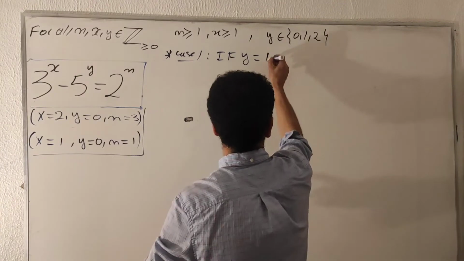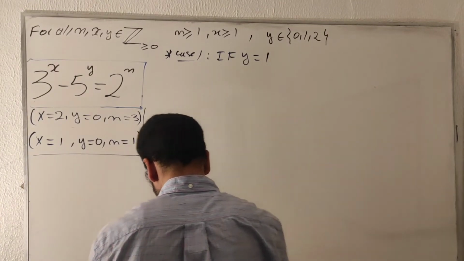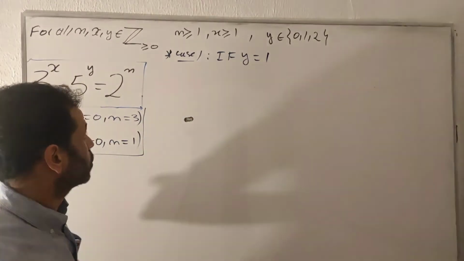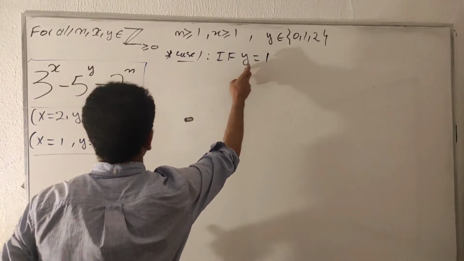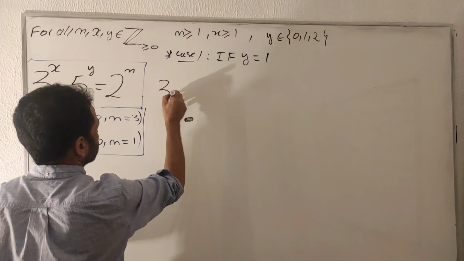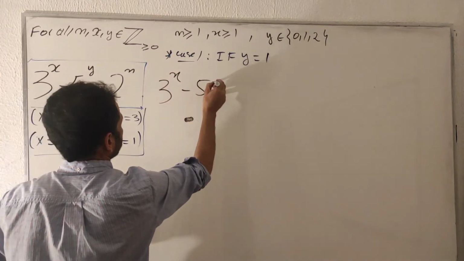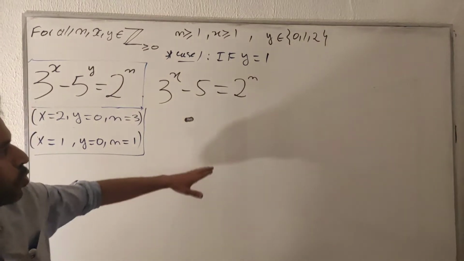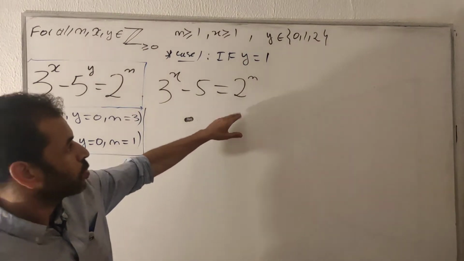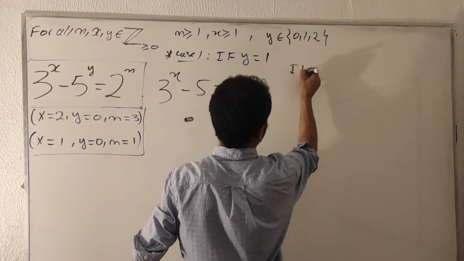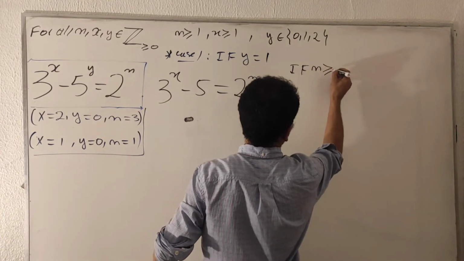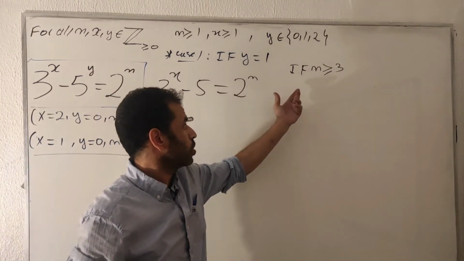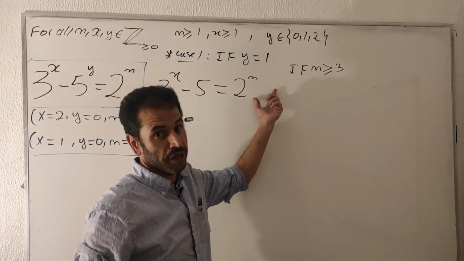So I'm going to use a very nice trick here. Let's replace this value of y into this equation. I get 3 to the x minus 5 equals 2 to the n. So the trick that I'm going to use here: what about if n is superior to 3? So if n is superior to 3, this one will be divisible by number 8.